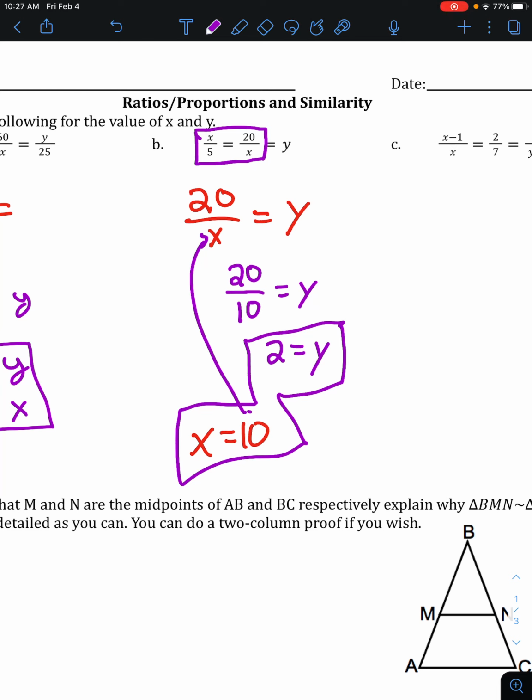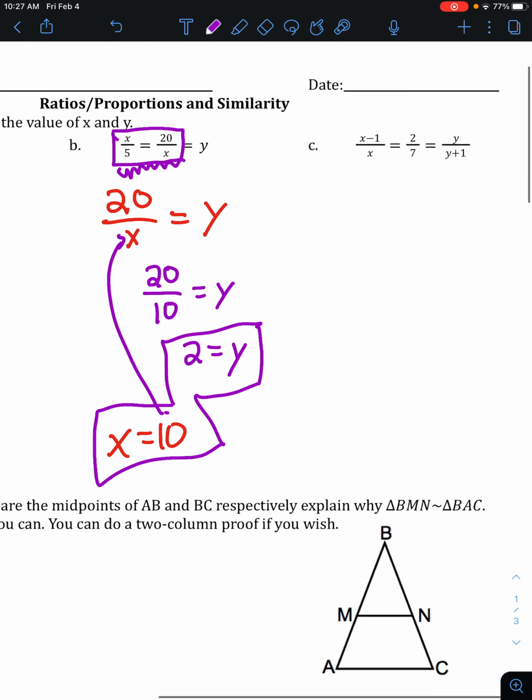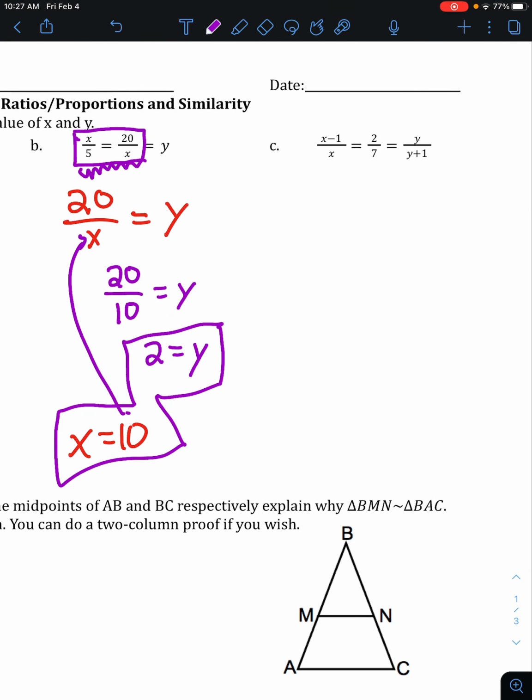So again, there were a lot of variables, but we just wanted to isolate in on the 2 proportions with x in them, and that allows us to solve. And just like in the last one, we usually want to get the variable out of the denominator.